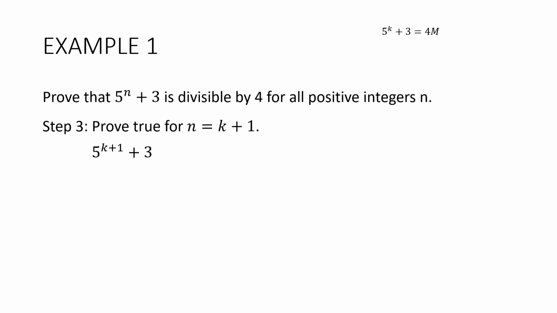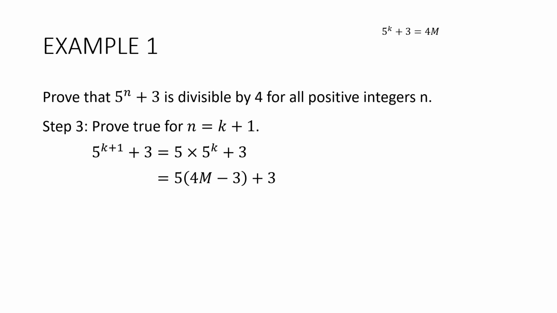Now typically with these sorts of questions, I'm going to split this power. This is going to become 5 to the power of k times 5. Now I need to get this into play, so I'm going to make 5 to the k the subject. That will equal 4m take away 3, and I'm substituting that in here. Make sure that makes sense to you.